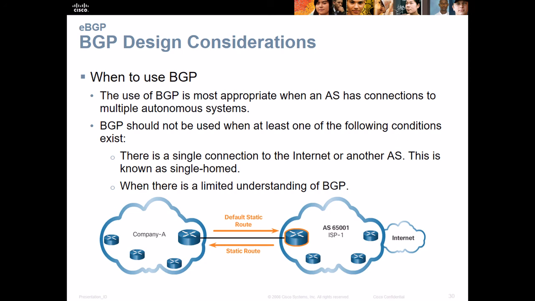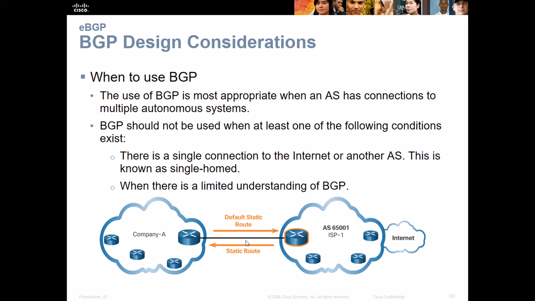You want to use it when there's a single connection to the internet, just like a stub network. This is also known as a single home. So if you're a company and you have a lot of routers, you have an interior gateway routing protocol, and you connect to the internet, just like, if you remember, a stub network, and you have a default route. So something similar to that. That's when you want to use BGP between them.